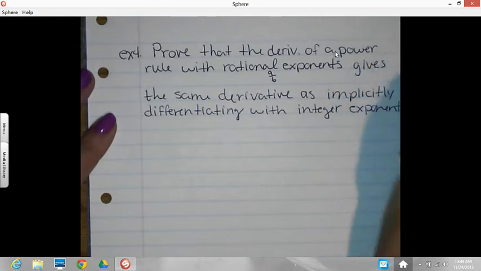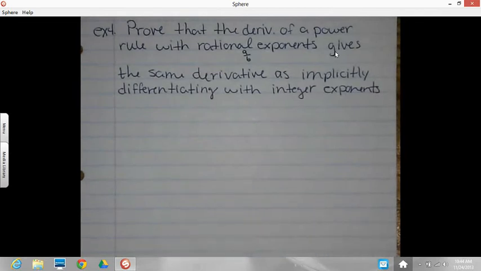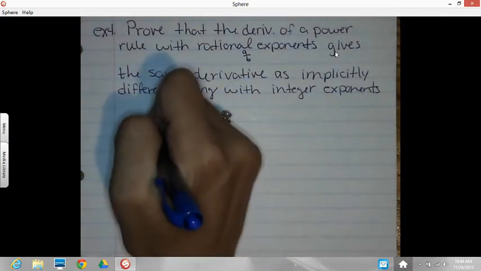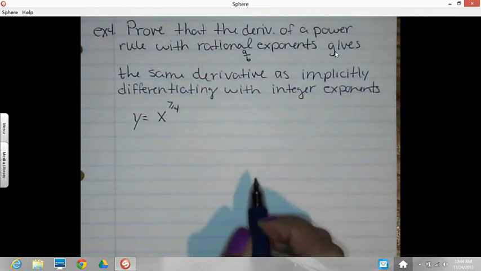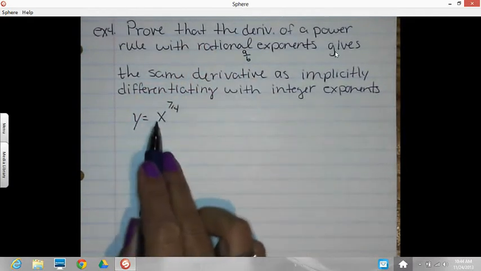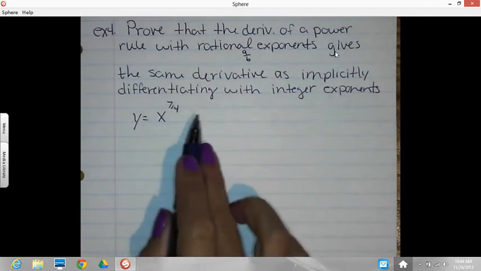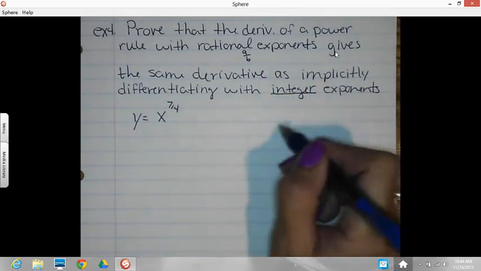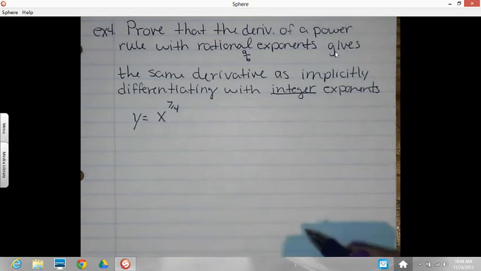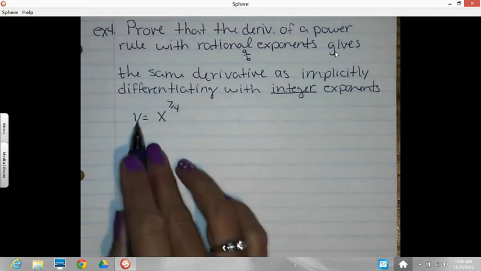Okay, this is one of those problems that the author loves. He loves to do things two ways and show that they come out the same. This is where we're at. So we're going to start with something with a rational exponent, like y equals x to the 7/4. That's an explicit relation because it's y equals. So we're going to do the derivative like we normally would. Then what we're going to do is rewrite this equation with integer exponents and do the derivative implicitly and show that they do come out the same.